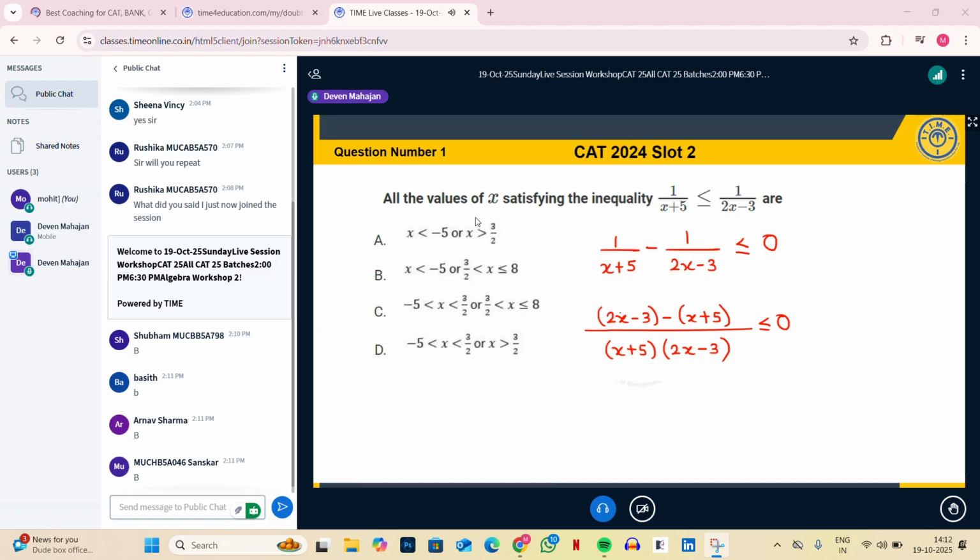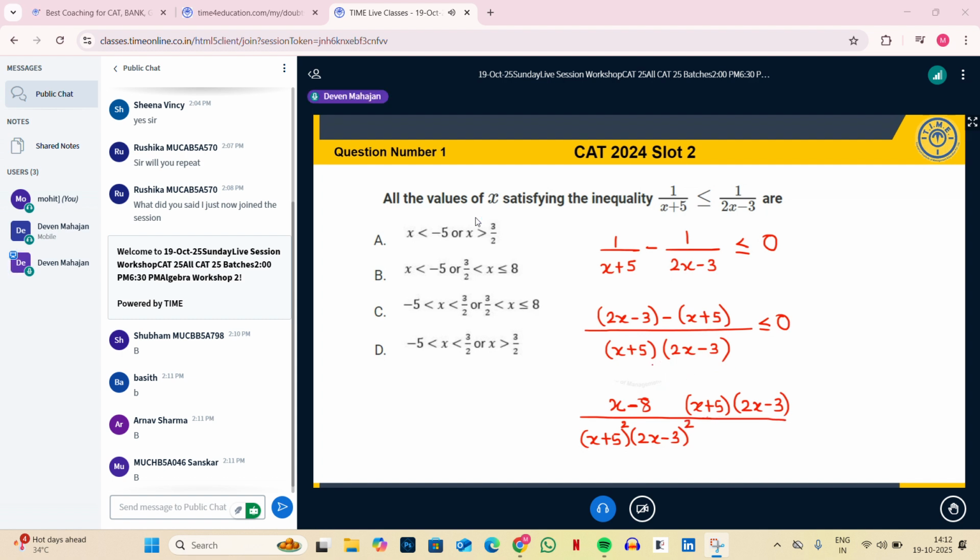When you subtract 2x minus this x, 2x minus x will give us x, and minus 3 minus 5 will give us minus 8. So the numerator will be x minus 8, and the denominator is x plus 5 into 2x minus 3. You multiply numerator and denominator by that same term, x plus 5 into 2x minus 3. By multiplying above and below, the denominator has now become a square.